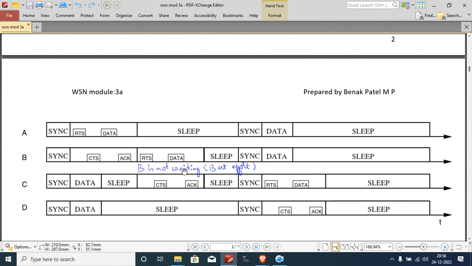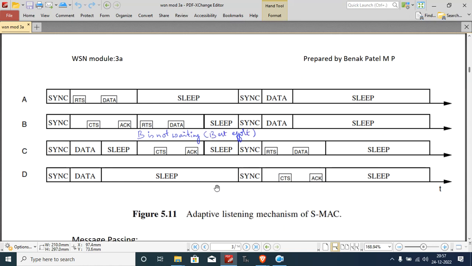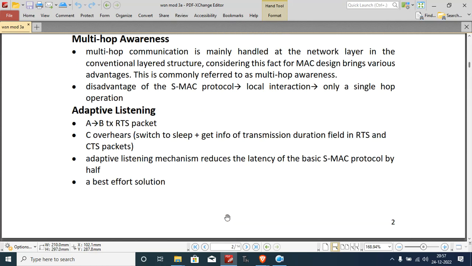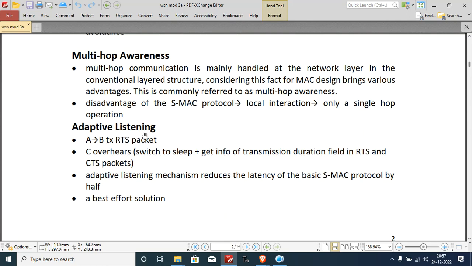So B is not waiting over here, thereby it's called best effort, because the same thing is happening over here. As you can see, after C gets the data, it is still waiting for node D to wake up, and it could have started its four-way handshake right after getting the data, but it is not happening here, so we call it best effort. So this concept we call the adaptive listening mechanism of SMAC. So this is adaptive listening.